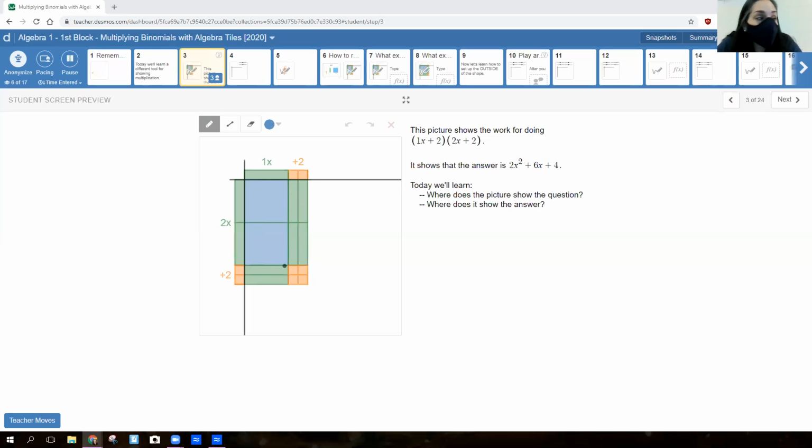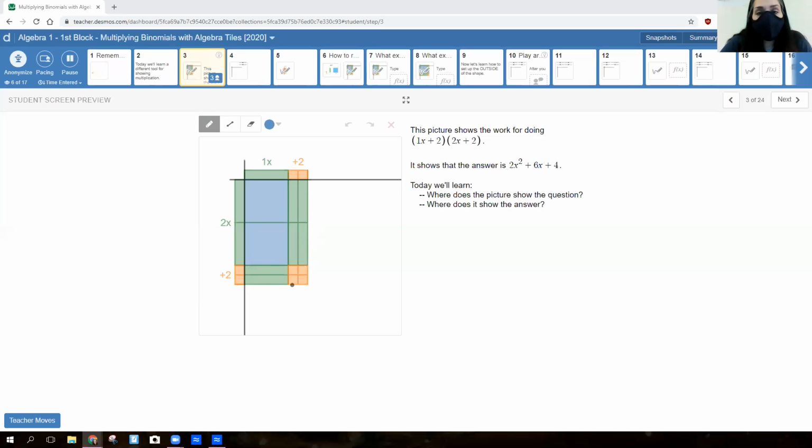And so today we're going to learn where the question part is in the picture. So the question part is along the outside. See how you have these black lines right here and right here? The outside of the black lines is this x plus 2, and the 2x plus 2. That's the outside. That represents the question. When you multiply those two together, that's what that represents. The inside represents the answer.